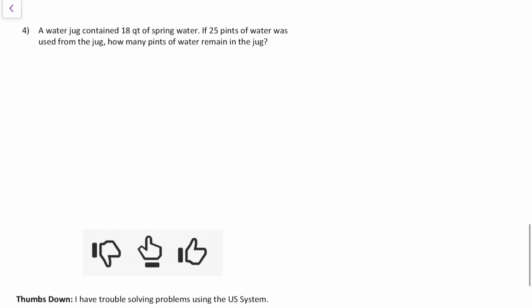Okay, you try question 4. Pause the video and then start it up again when you're ready. Okay, a water jug contained 18 quarts of spring water. If 25 pints of water was used from the jug, how many pints of water remain in the jug?